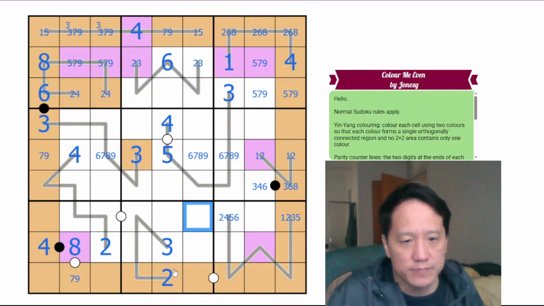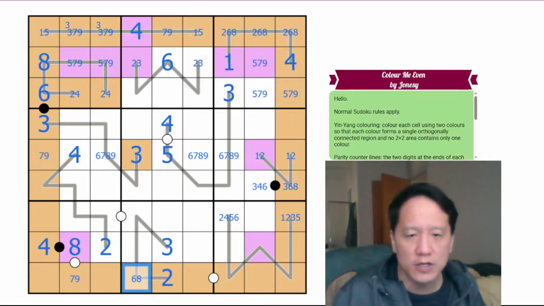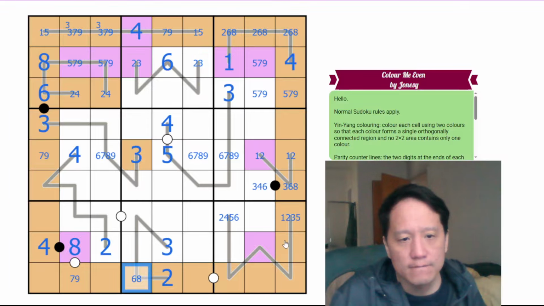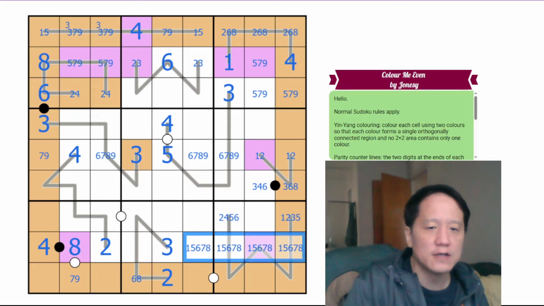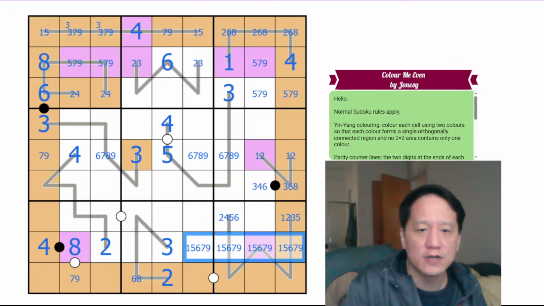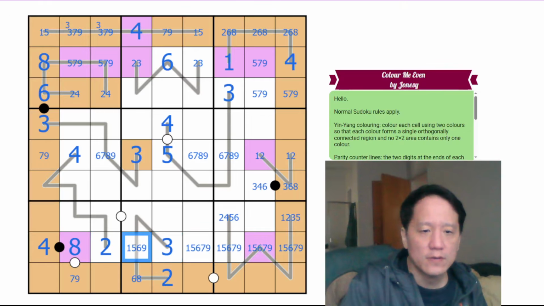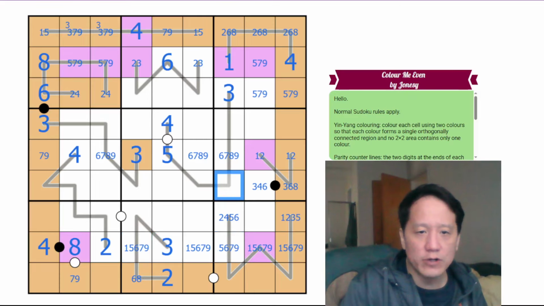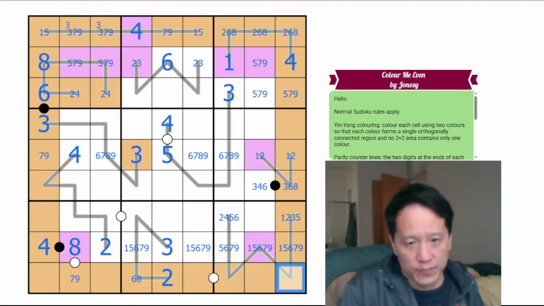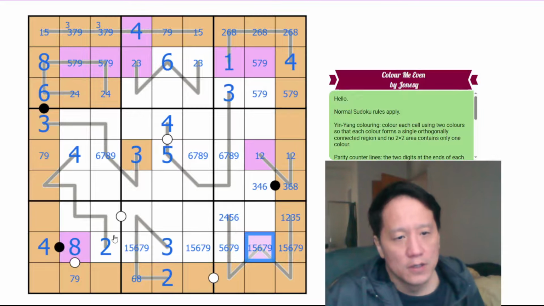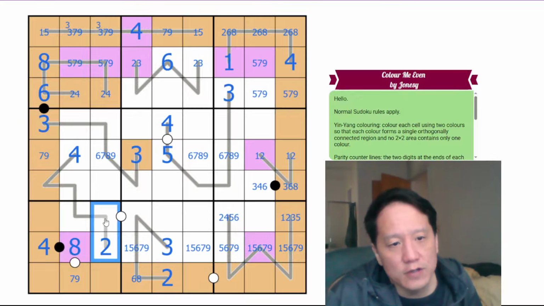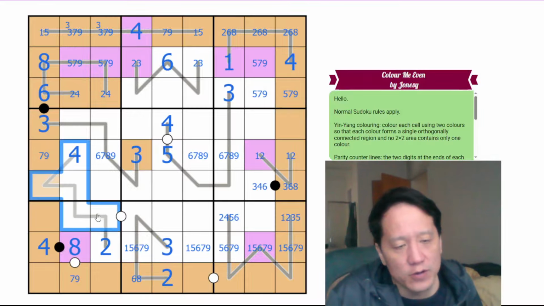Let's see. 2 is even here, so this must be even here. That's 6 or 8. Remaining digits in row 8 are 1, 5, 6, 7, 9. Not 8. 1, 5, 6, 7, 9. That means this can't be 1 because of 1 in the column. Two of these are one color, and 4 of them are the other color.